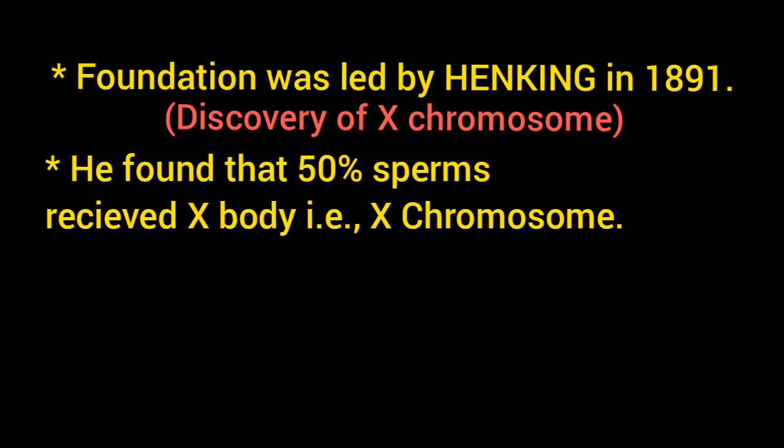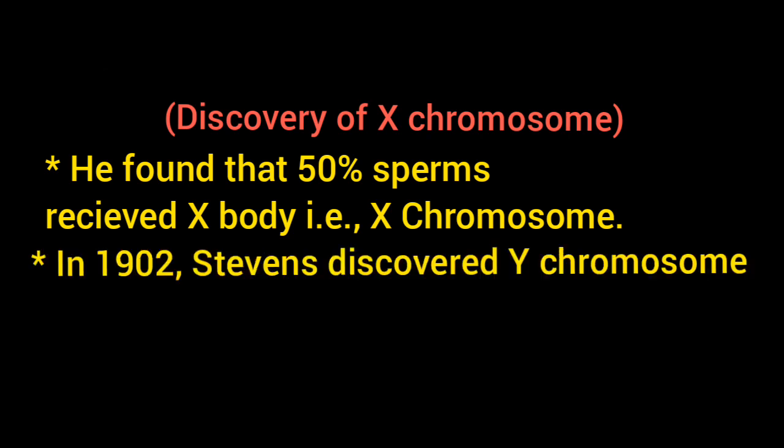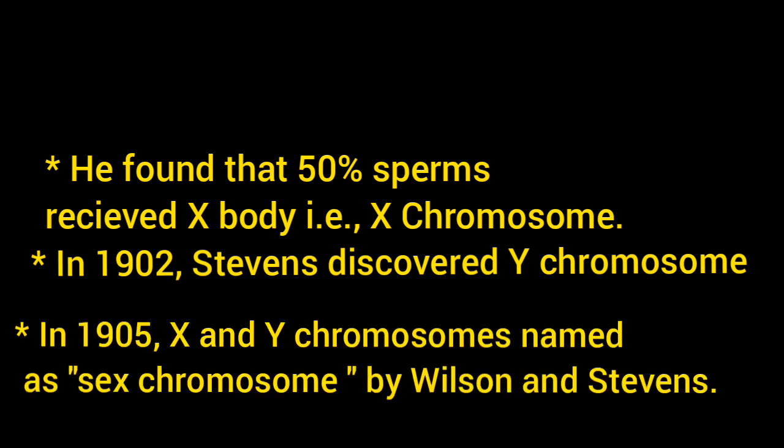Later on, students, in 1902, Stevens discovered Y chromosome. Yes, and in the year 1905, X and Y chromosomes were named as sex chromosomes by Wilson and Stevens. Got it? I hope this much of information is clear to you. This is the brief history about the sex determination, chromosomal basis of sex determination.